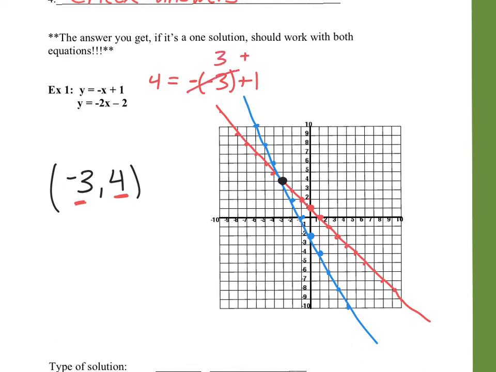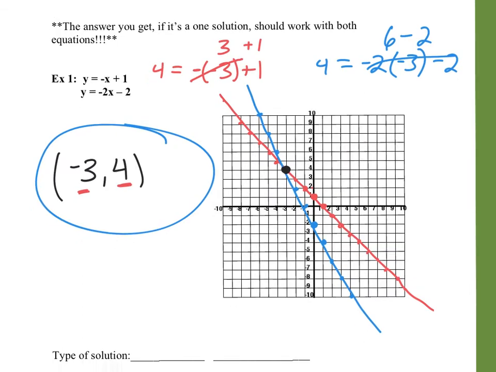3 plus 1. Does 4 equal 3 plus 1? Yeah, so the first one's true, so I'm good there. And then what about the second one? If I plug in 4 equals -2 times -3 minus 2, what's -2 times -3? 6, minus 2, does that equal 4? Yep, so I'm good. That's my answer.